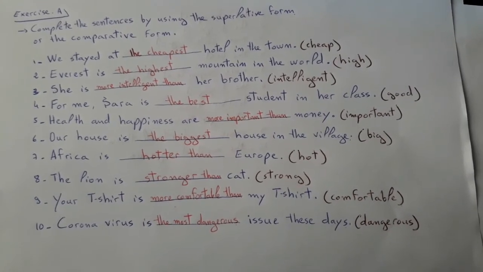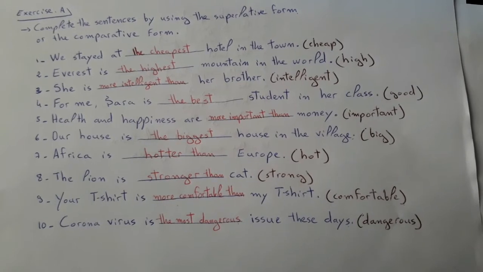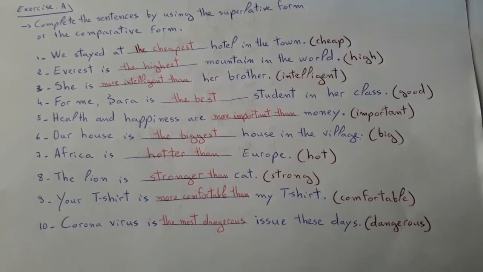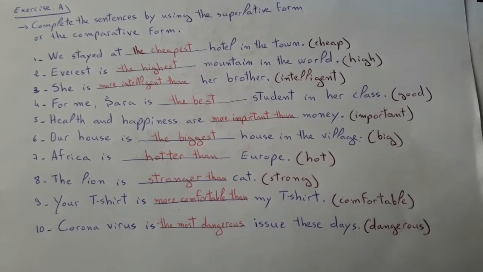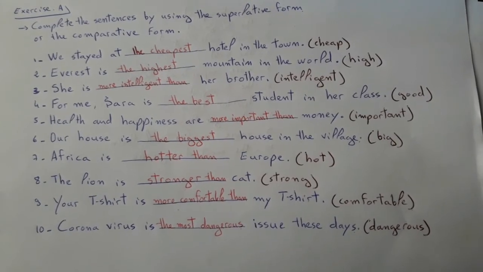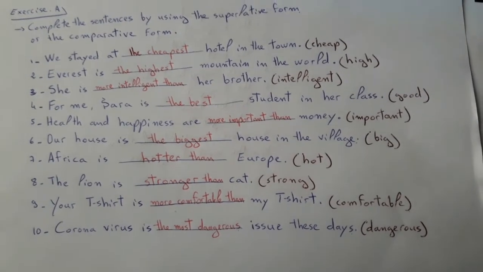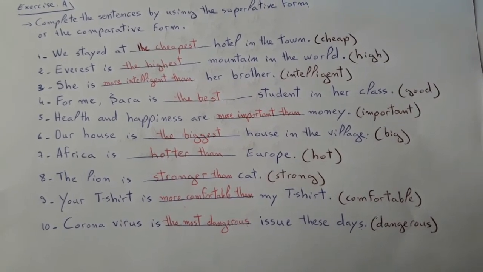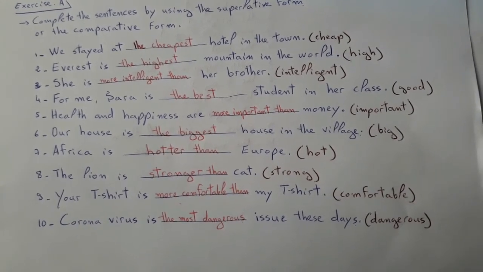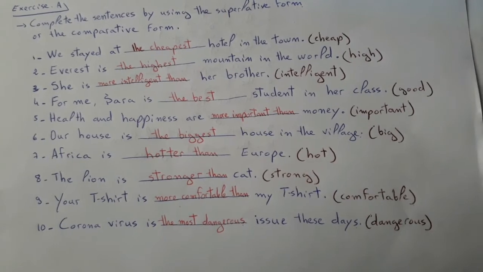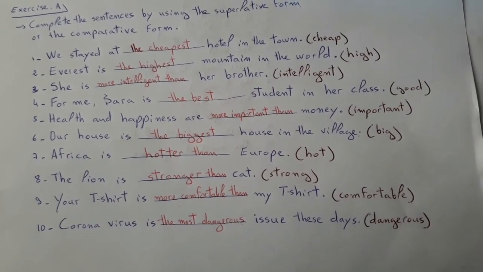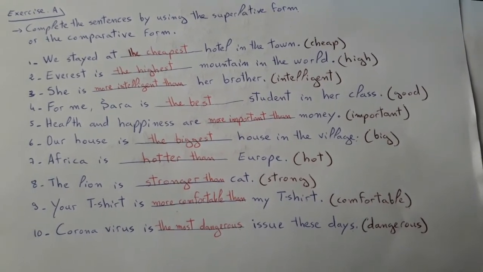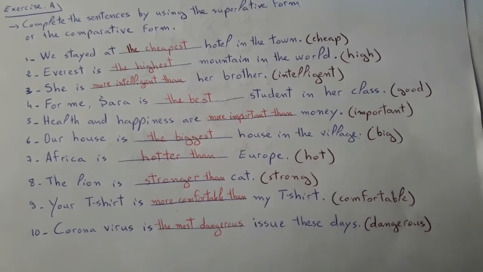For me, Sarah is the best student in her class. We use the superlative form because we compare Sarah to the other students in her class. Health and happiness are more important than money, so the same here. We compare health and happiness with money in terms of importance, and that's why we use the comparative form. Our house is the biggest house in the village, so we don't have only one house in the village. We speak about our house in terms of size, and we say it is the biggest one.